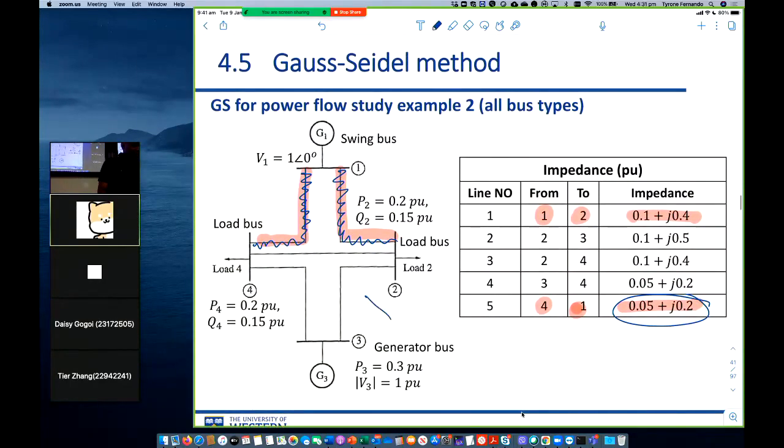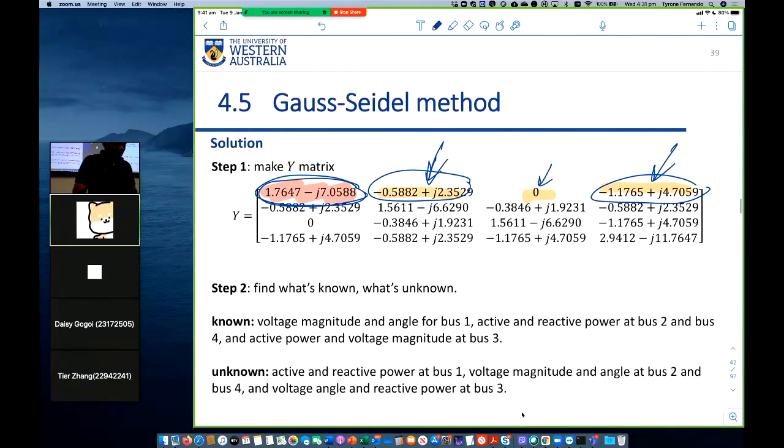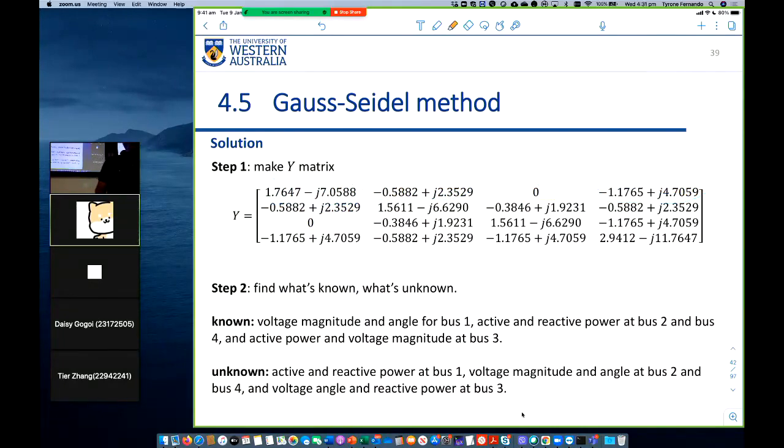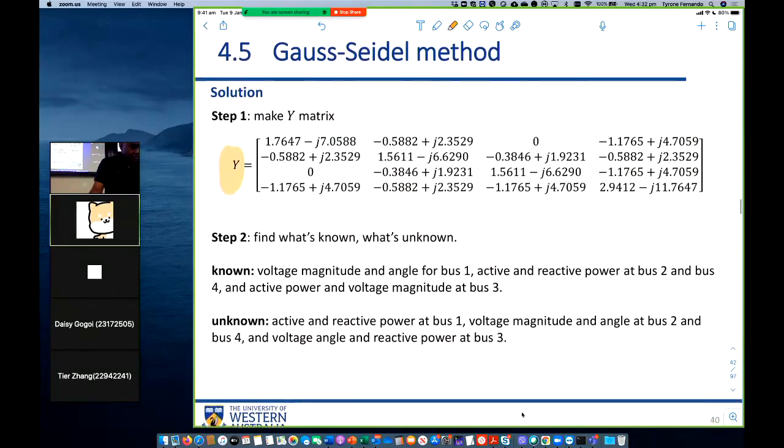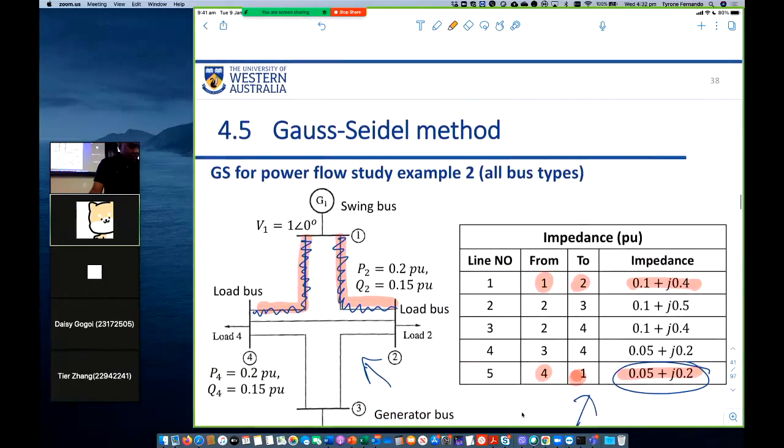Knowing the network structure and the impedances of the lines, you can calculate the admittance matrix. So the first step is to get this admittance matrix, to identify Y. That can be easily done, and you should be able to do that. Right, so the next thing is to identify what is known and what is not known.